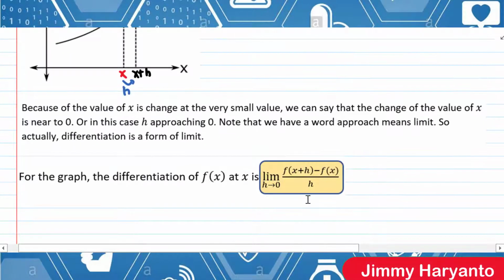For this graph, the differentiation of f(x) is the limit as h approaches zero of the difference of the value of y, f(x + h) minus f(x), over the change of x, which is h. So this is the definition of differentiation as a limit.